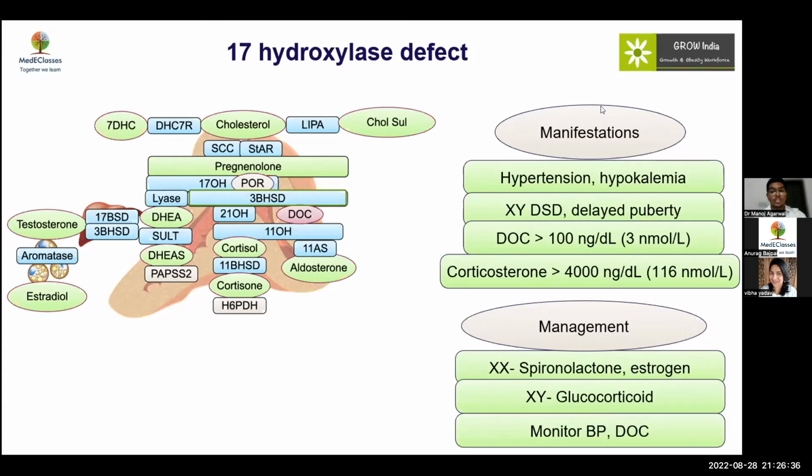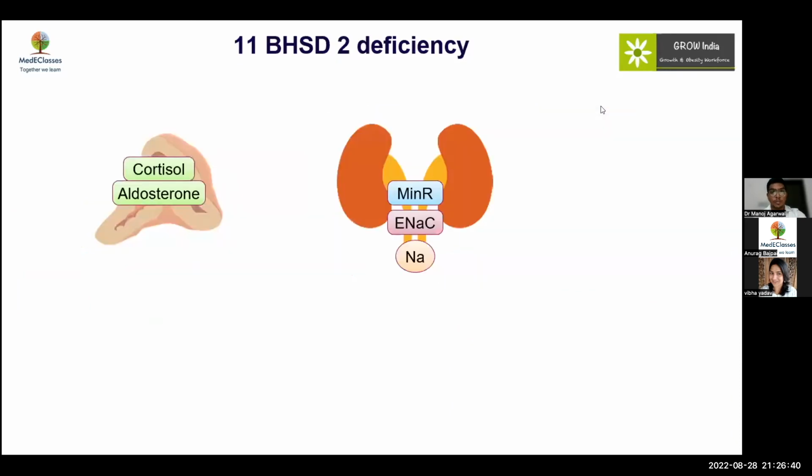And how to monitor this condition? We need to monitor BP and we need to monitor DOC. So now we will move toward another interesting entity, which is 11 beta HSD2 deficiency.